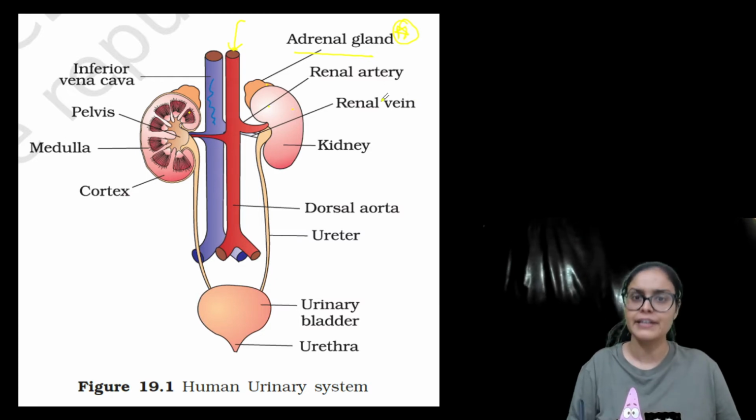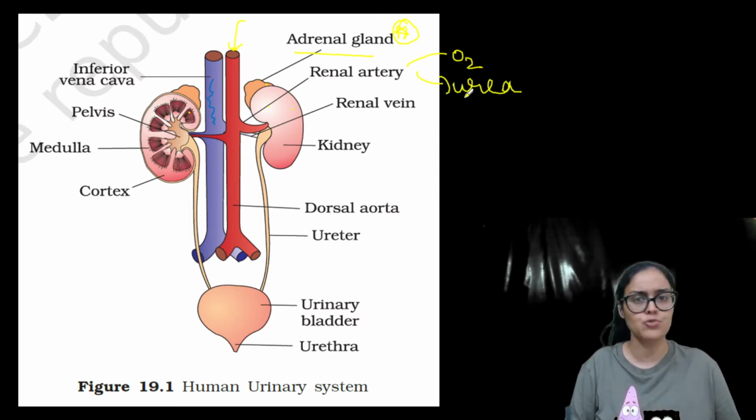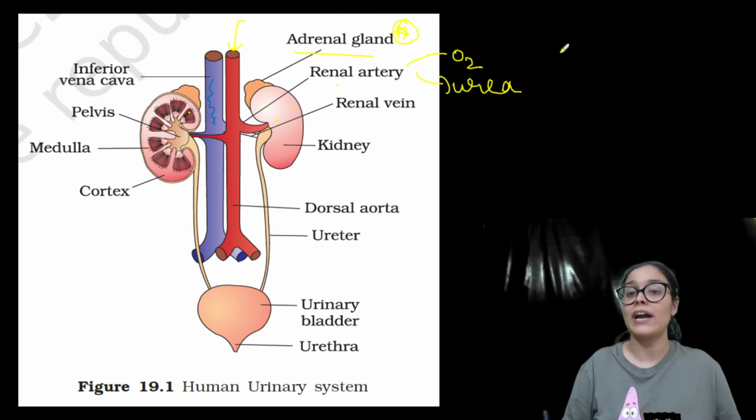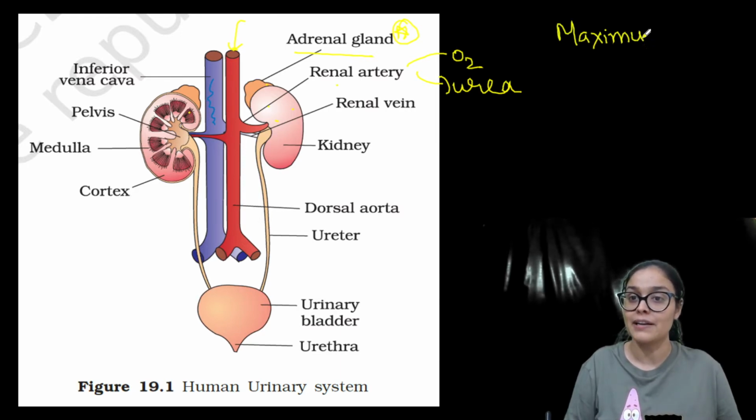and taking it to the kidney. So the renal artery has oxygen with urea, right? With urea for the filtration. This urea is the nitrogenous waste which will be filtered out by the kidney. So the renal artery is the branch of the aorta that will be carrying oxygenated blood with urea, because that urea needs to be removed. Now the question I'm asking you: where is the maximum amount of urea present? Maximum amount of urea, where is it present?